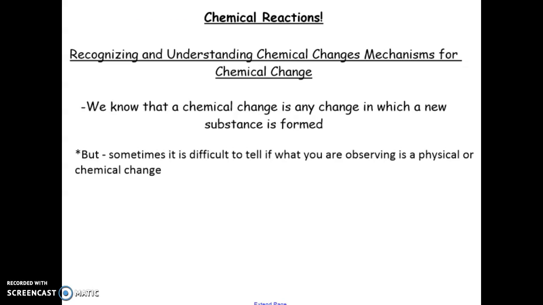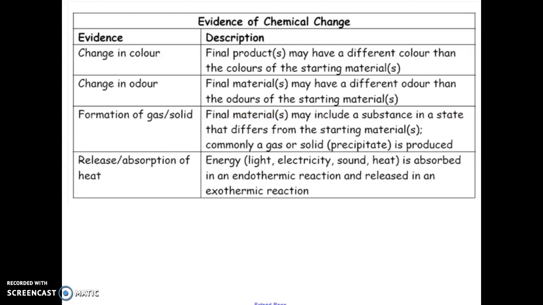Okay, so when we say a chemical reaction has occurred, what we're referring to is that there has been a chemical change. So a chemical change is where you have a new substance that is formed. Atoms are rearranged, so your reactants, your starting materials, the atoms are rearranged to form new products. Sometimes it's hard to see or understand if you're looking at a physical change or a chemical change. So we're going to go through some pieces of evidence to say that you have a chemical change.